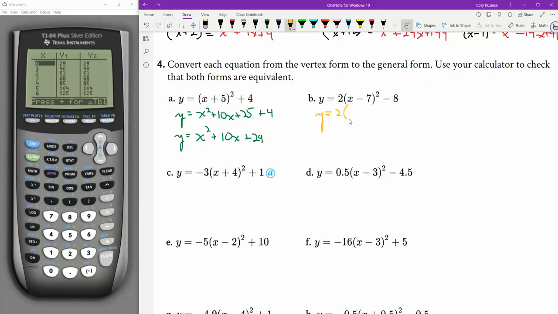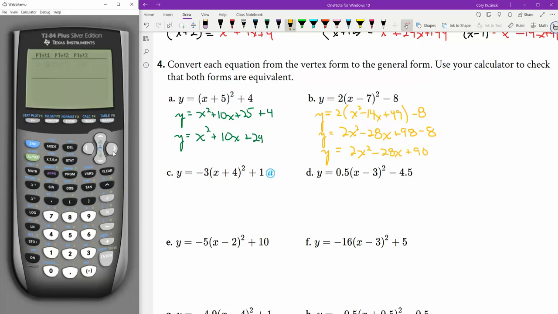This one. Let's square that x minus 7. X minus 14. Oops, no. X squared minus 14x plus 49. We just did that one in number 3. Minus 8. Then we have to distribute that 2. So 2x squared minus 28x plus 98 minus that 8. And then combine like terms, 2x squared minus 28x plus 90.